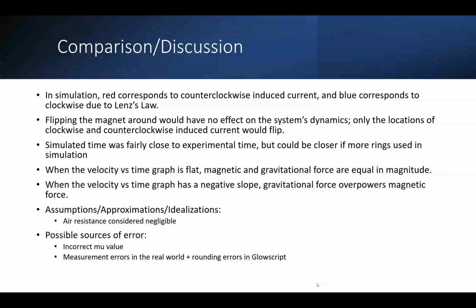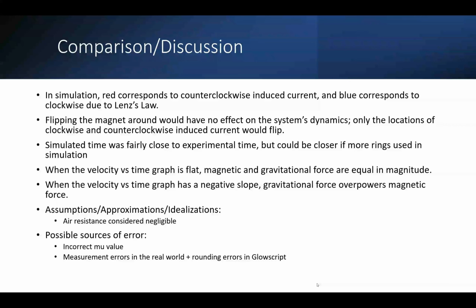When the velocity versus time graph in the previous slide is flat, magnetic and gravitational force are equal in magnitude, so the barred magnet does not accelerate. But when the velocity versus time graph has a negative slope, gravitational force overpowers magnetic force. The main assumptions in this lab were that the air resistance is considered negligible because the barred magnet is so small and it's not moving anywhere near terminal velocity.